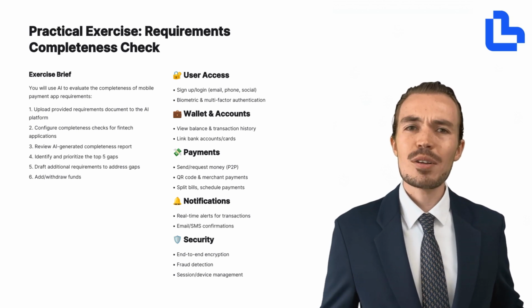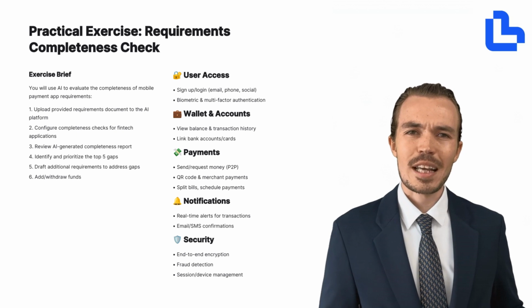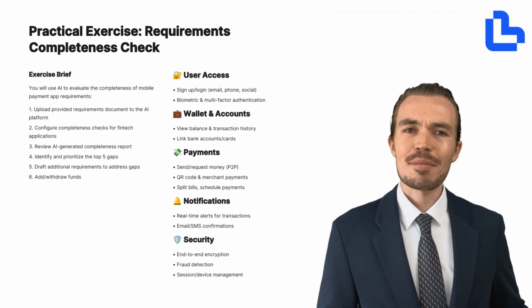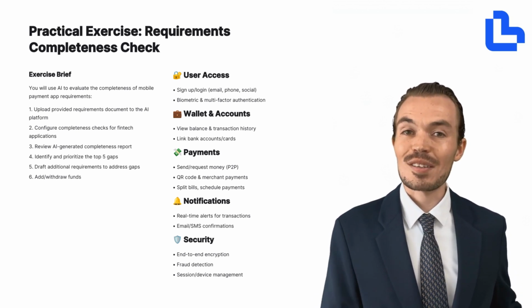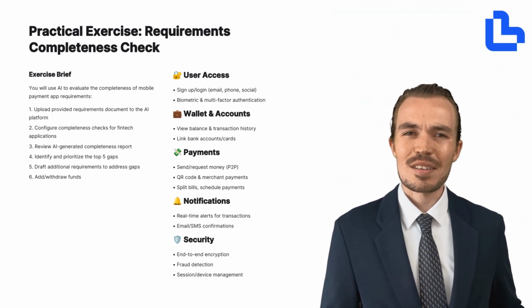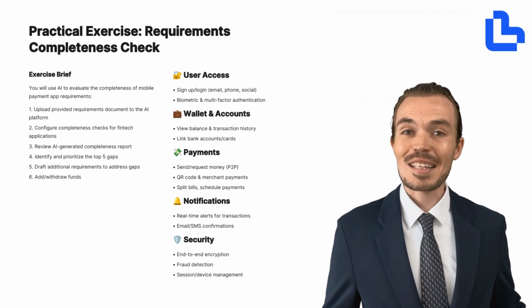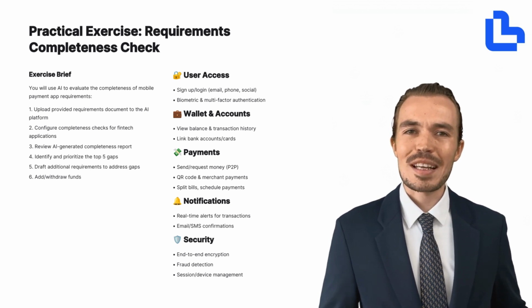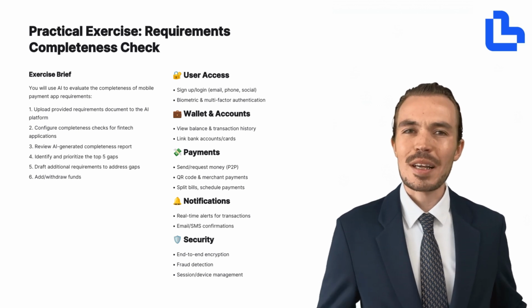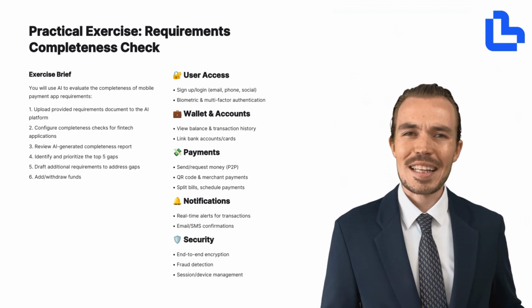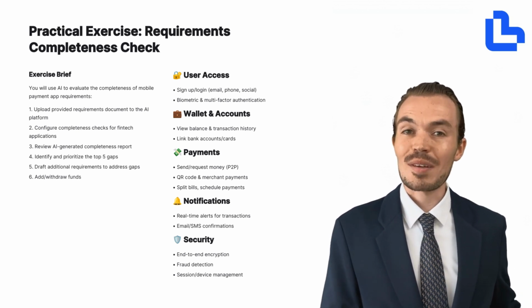The requirements set includes key areas like user access, covering sign-up, login, and multi-factor authentication. It also includes wallet and account management, peer-to-peer payments, QR code transactions, and scheduled payments. Notifications and security features like fraud detection and encryption are also part of the scope. This exercise is designed to simulate a real-world scenario, giving you the opportunity to practice AI-assisted requirements refinement in a controlled, supportive environment. By the end, you'll have a stronger grasp of how to use AI not just to generate requirements, but to critically evaluate and improve them. Sample results are shown on the next 2 slides.